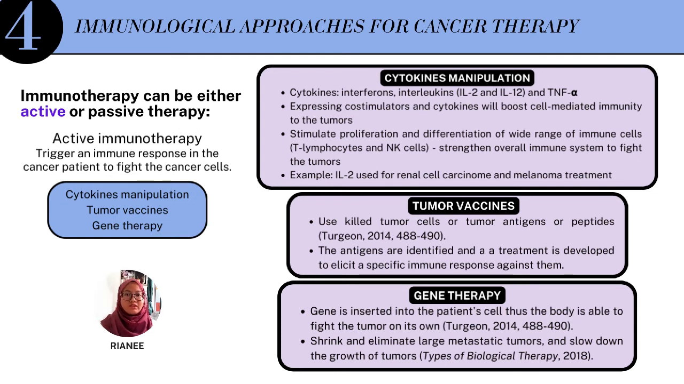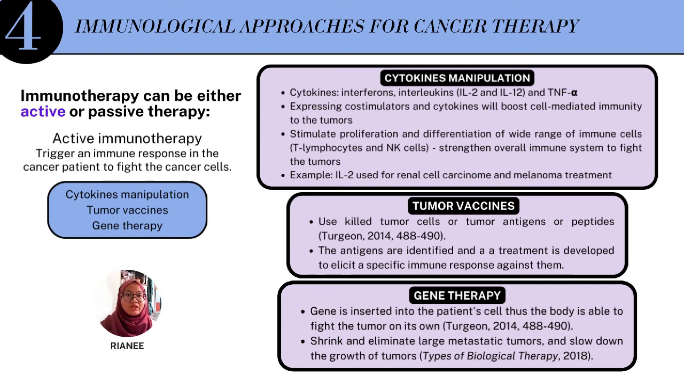First, active immunotherapy involves stimulating the patient's immune system to fight the cancer cells. Generally, there are three methods in active immunotherapy. The first method is cytokines manipulation. The agents used for these methods are interferons, interleukin, and tumor necrosis factor alpha. This method is considered non-specific as it targets the general immune response to fight the tumors.